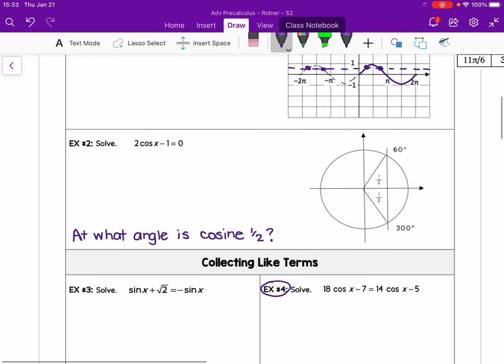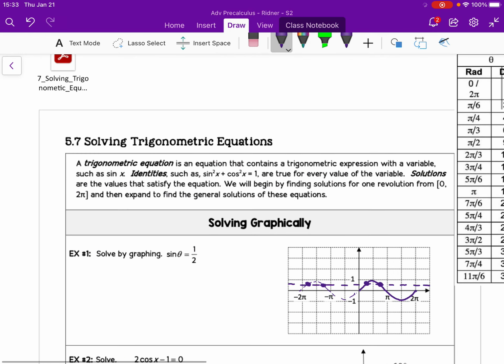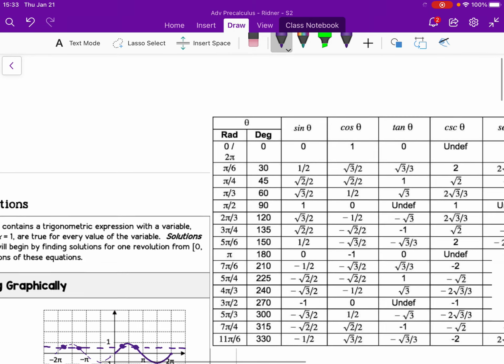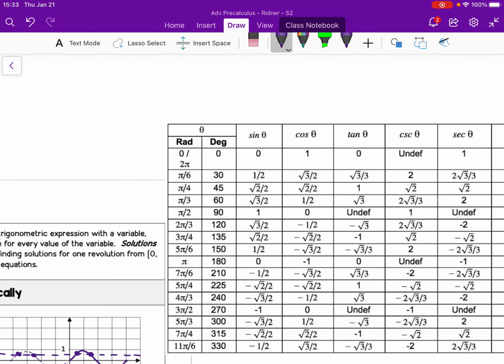You could also think about looking at the unit circle. So if I look at this problem, I have cosine x equals 1/2. How did I get 1/2? I added 1 to both sides, and then I divided by 2 on both sides. So cosine x equals 1/2. So I'm asking myself, at what angle is cosine 1/2? The other little cheat is to go up here and find in the cosine column, where is it 1/2? So that would be my answer. There's another place where it's 1/2, so that would be another answer. And that would repeat every 2 pi.